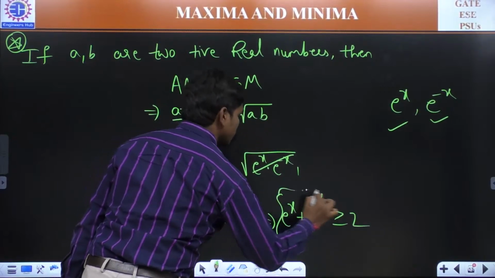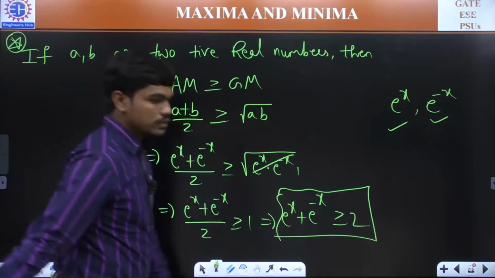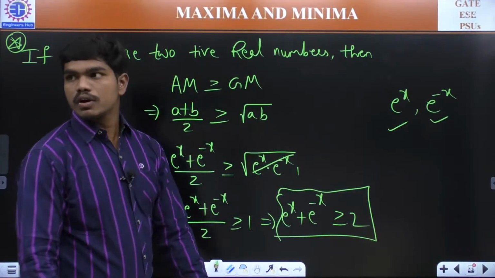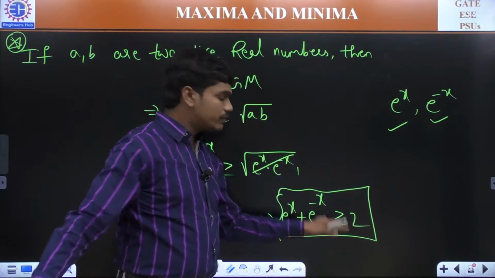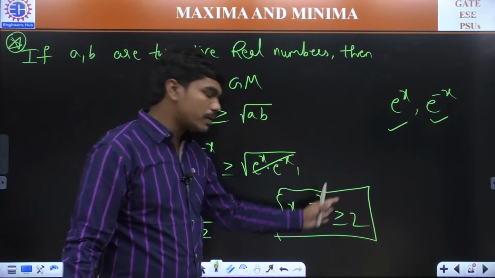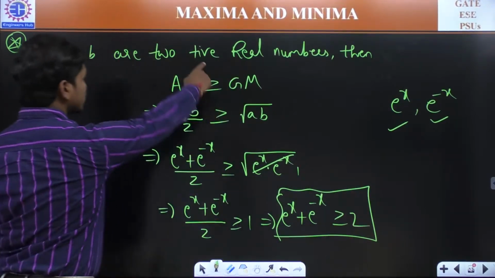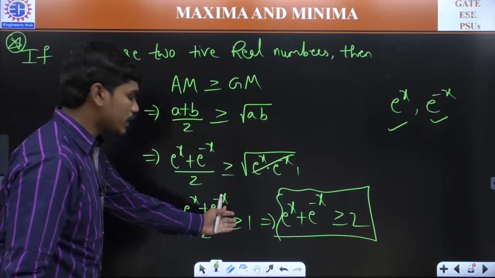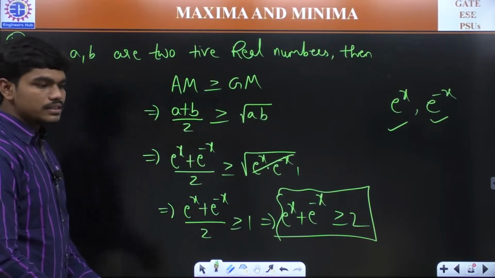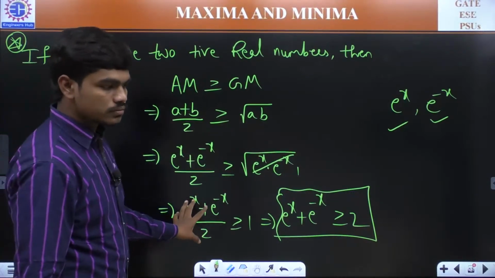If this function is always greater than or equal to 2, then the minimum value is 2. Correct? Because we are clearly saying this value is always either 2 or greater than 2. If this is either 2 or greater than 2, then the minimum value will definitely be 2. If you know this point, you can write this directly, in just one step here. Clear? Did you all understand this logic?